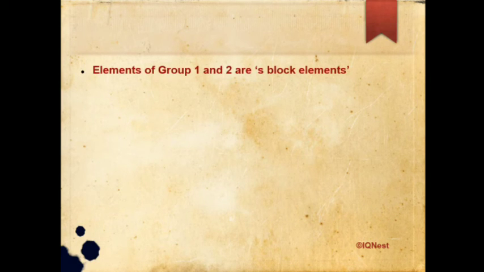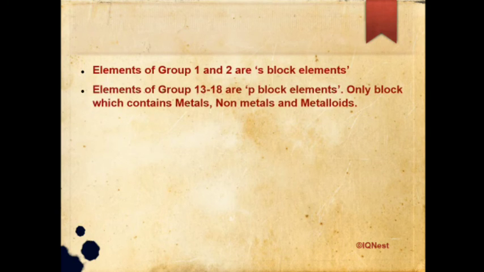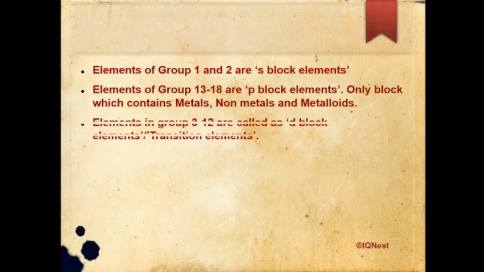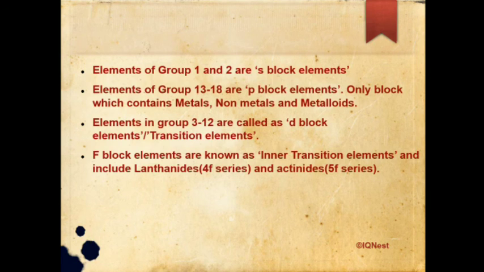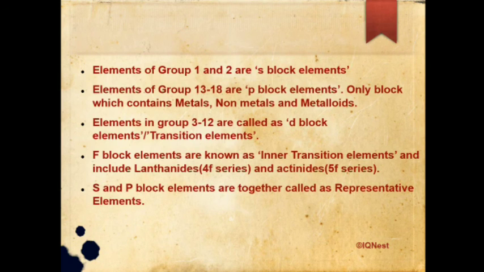The elements of group 1 and group 2 are known as s-block elements. Elements of group 13 to 18 are called p-block elements. The p-block is the only block which contains metals, non-metals and metalloids. And the next point is elements in group 3 to 12 are called d-block elements or transition elements. And f-block elements are known as inner transition elements and include lanthanides, that is the 4f series, and actinides, that is the 5f series. And the last point is s and p block elements are together called representative elements. So these are the important points regarding the periodic table.